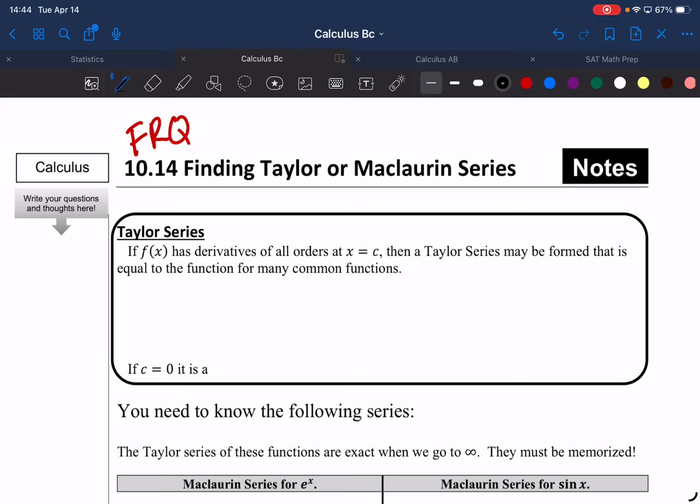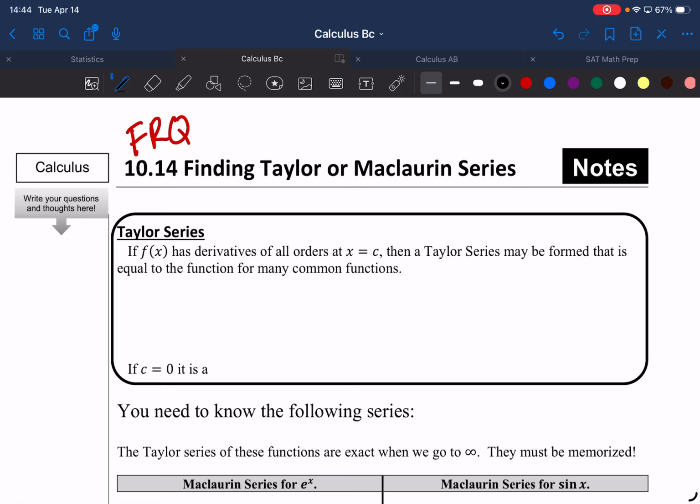Okay, so it says Taylor series, if f of x has derivatives of all orders at x equals c, then a Taylor series may be formed that is equal to the function for many common functions. So again, a Taylor series can be representing functions like e to the x, sine x, cosine x. This was all before we had access to a calculator.